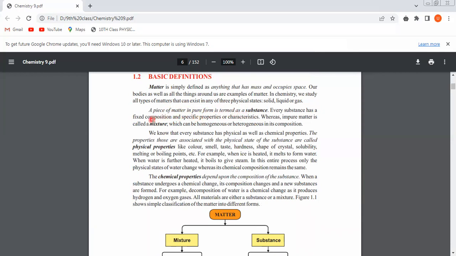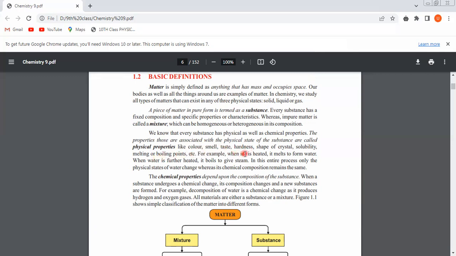Every substance has a fixed composition and specific properties or characteristics. Matter that is not pure is called a mixture, which can be homogeneous or heterogeneous in its composition. We know that every substance has physical as well as chemical properties. The properties that are associated with the physical state of the substance are called physical properties, like color, smell, taste, hardness, shape of crystal, solubility, melting or boiling point, etc.